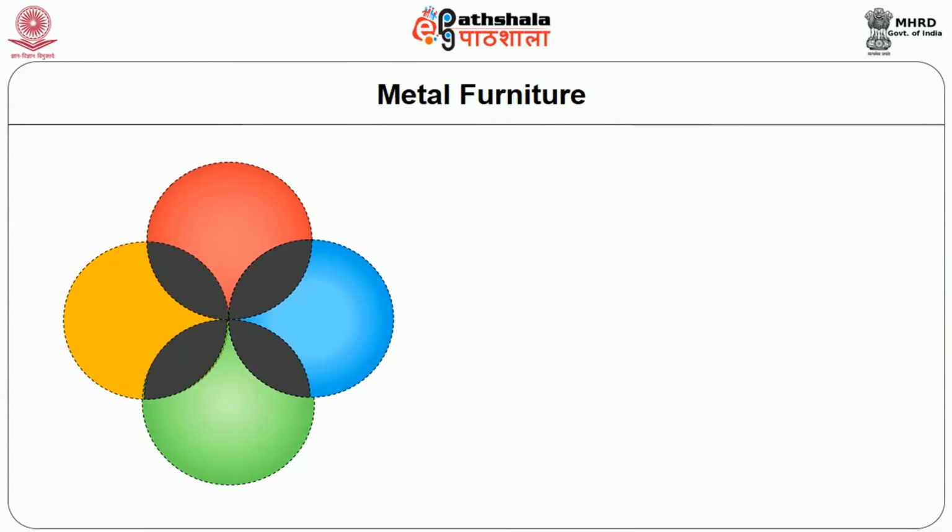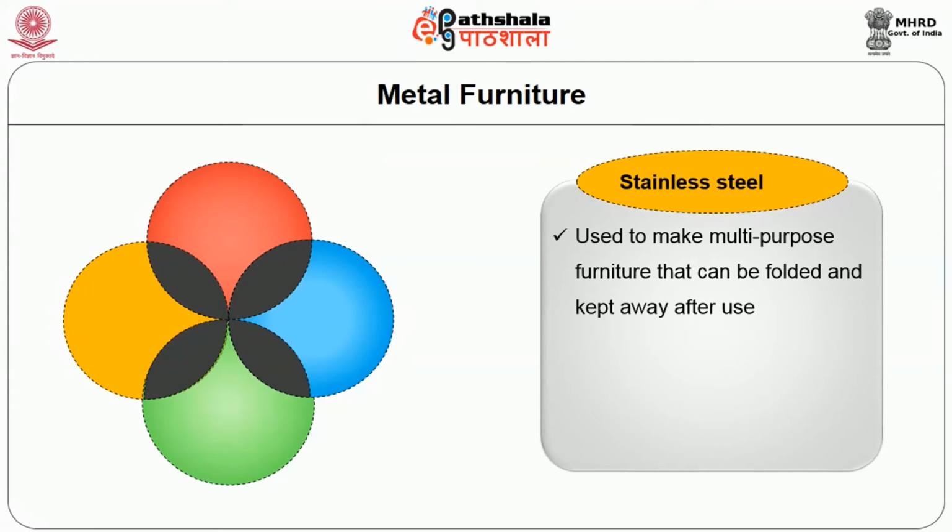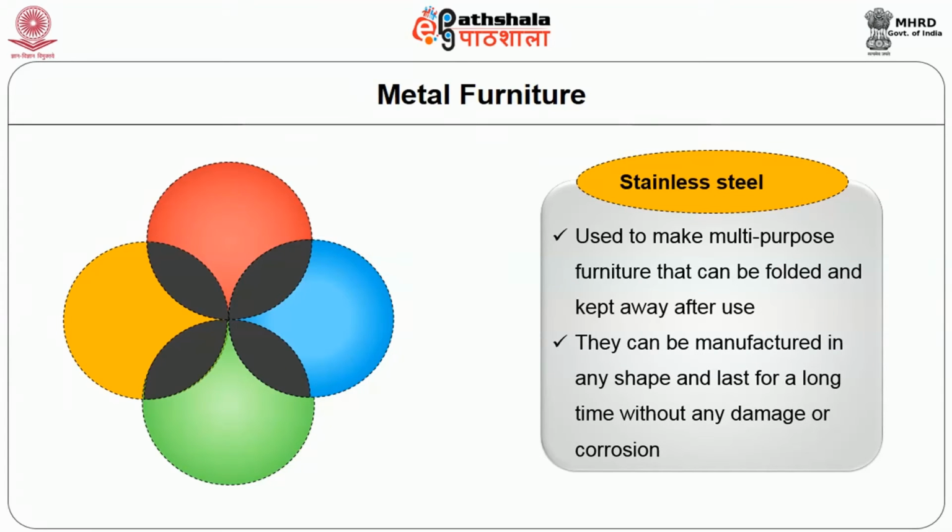The other metal we are going to see is stainless steel. It is used to make multi-purpose furniture that can be folded and kept away after use. It can be manufactured in any shape and lasts for a long time without any damage or corrosion.